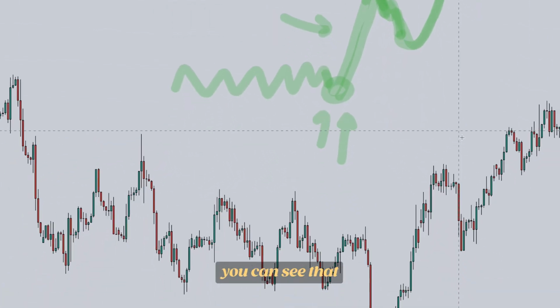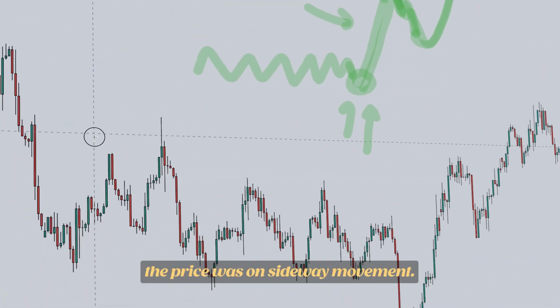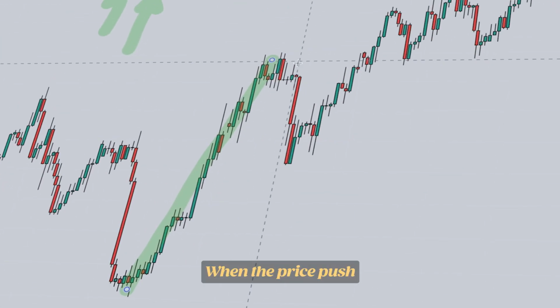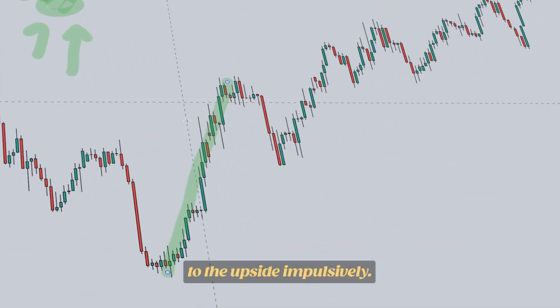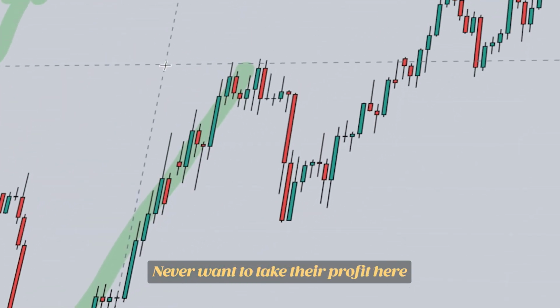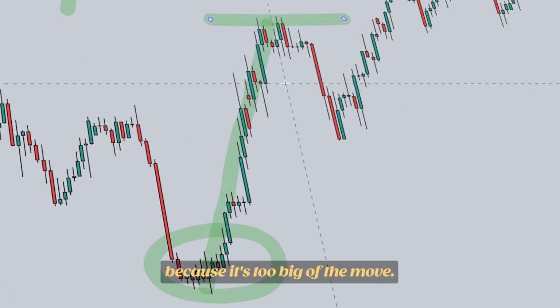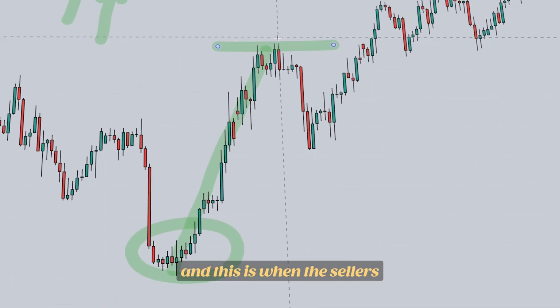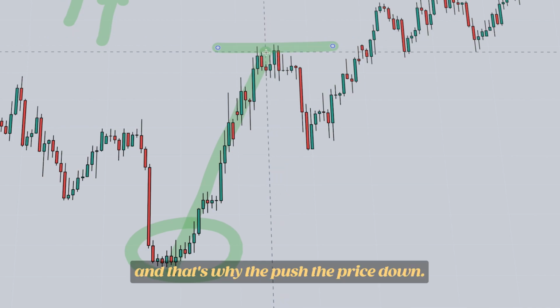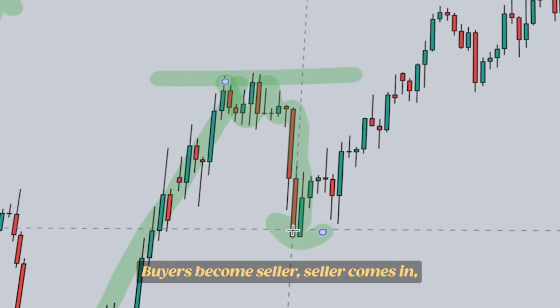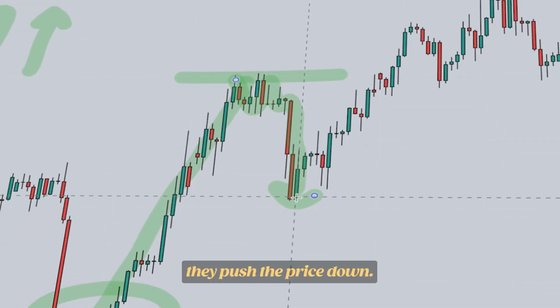Now, on the chart, you can see that the price was on a sideways movement. And then there's a strong push to the upside. When the price pushes to the upside impulsively, guess what? Buyers that buy here, they will want to take their profits here because it's too big of a move. Some of them will think it's enough. And this is when the sellers started to come in as well. And that's why they push the price down. Buyers become sellers. Sellers come in, they push the price down.